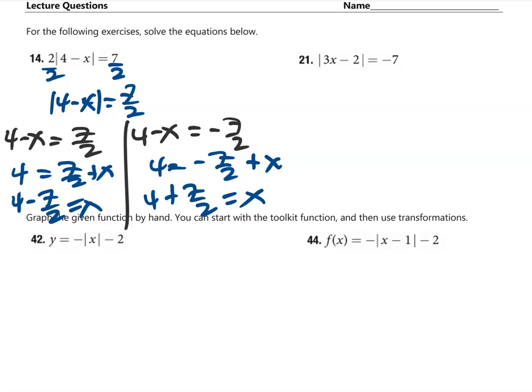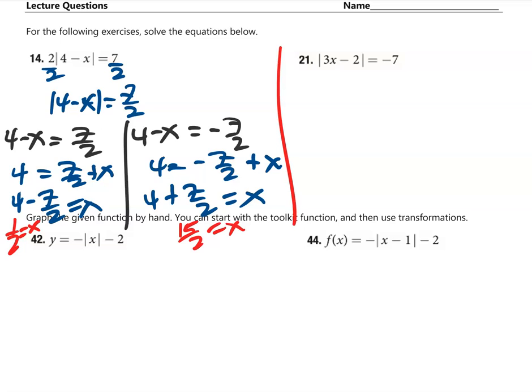And 4 minus 7/2, 2 times 4 is 8, minus 7 is 1/2. So that is 1/2. And here 2 times 4 is 8, plus 7 is 15. So 15/2 is equal to x. So that is number 14.